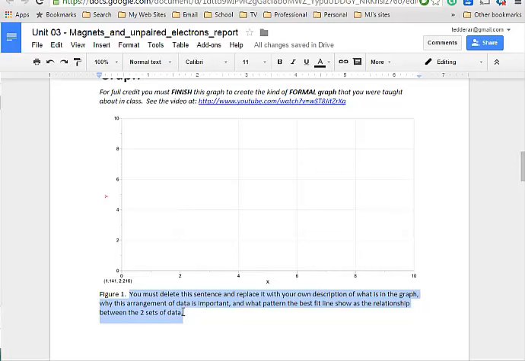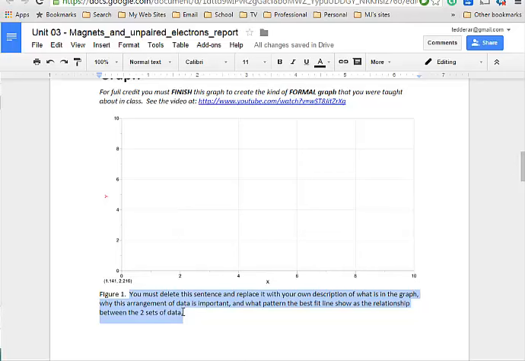Figure labels are always labeled figure 1, or in this case, you're going to have 2 graphs. What's your second graph going to be called? Figure 2. Right. Come on, guys. Only one person speaking up, not 2 people.